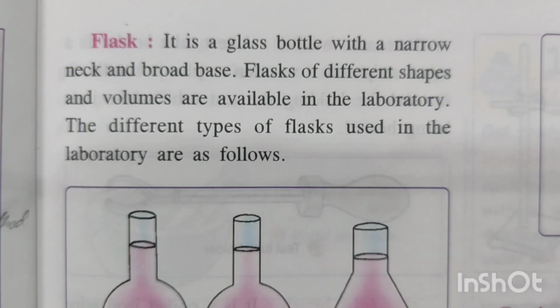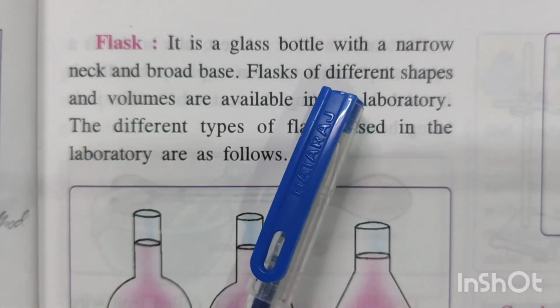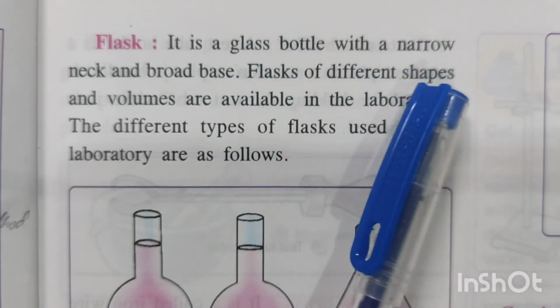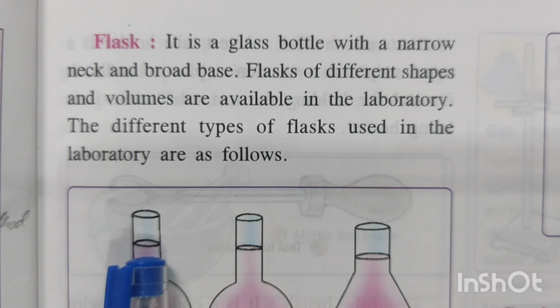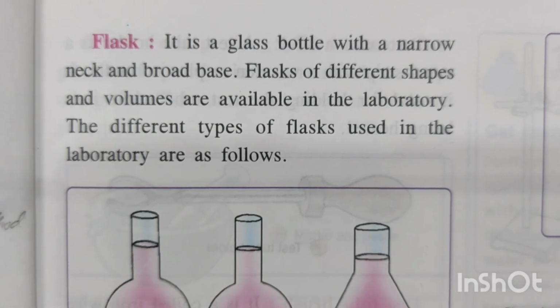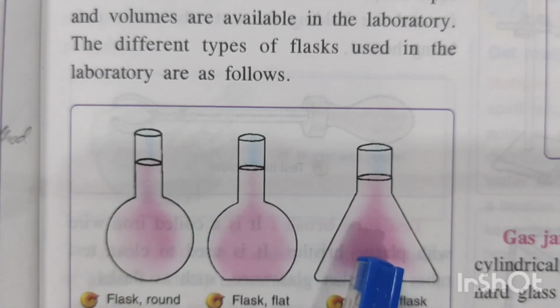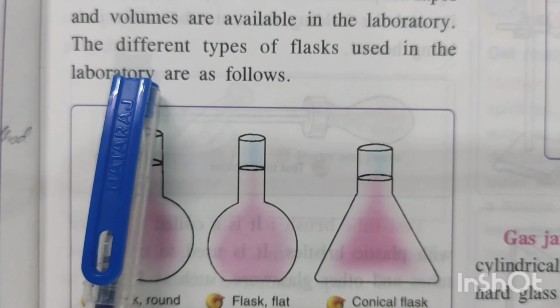The next apparatus we come to is known as, children, flask. Now flask is again a glass bottle with a narrow neck. As you can see in this picture, children, all of them have a narrow neck. Narrow means a thin neck, and the base is broader. Now look at the base of it. It is quite broad in comparison to the neck of it. They are of different shapes and volume.